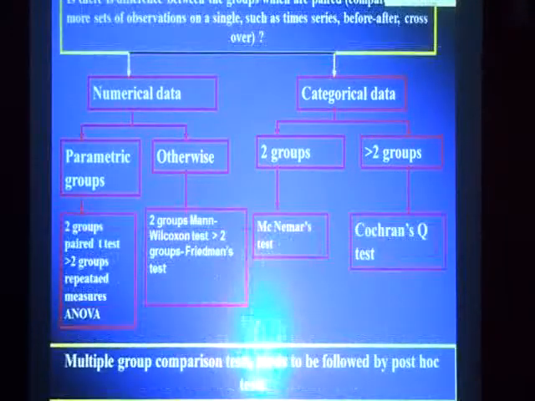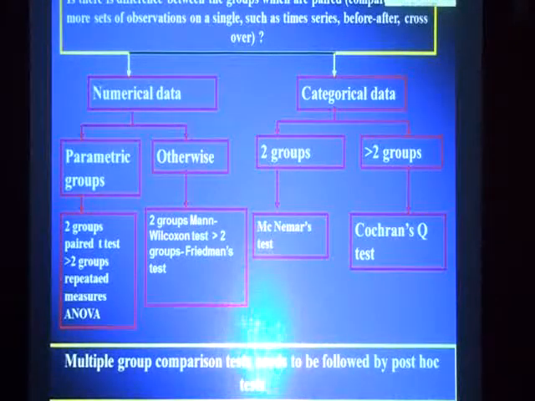Now the next table, where the only difference is whether there is a difference between the groups which are paired. Paired means they compare more sets of observations on a single subject, such as time series, before, after and crossover. Suppose, for the previous one, unpaired, 2 groups, effect of 2 medicines, 2 interventions: group A, group B, given one medicine to A, second medicine to group B, and then take the measurements. That was unpaired.